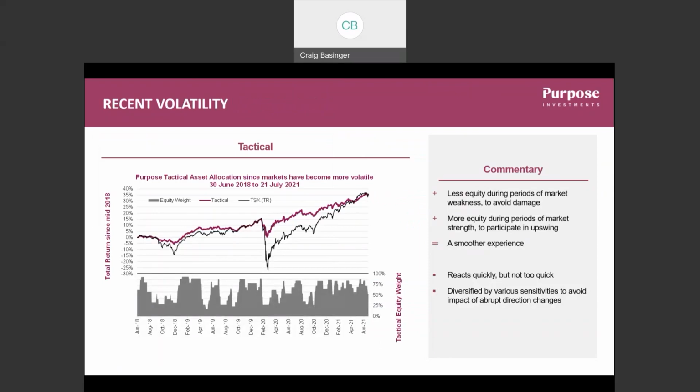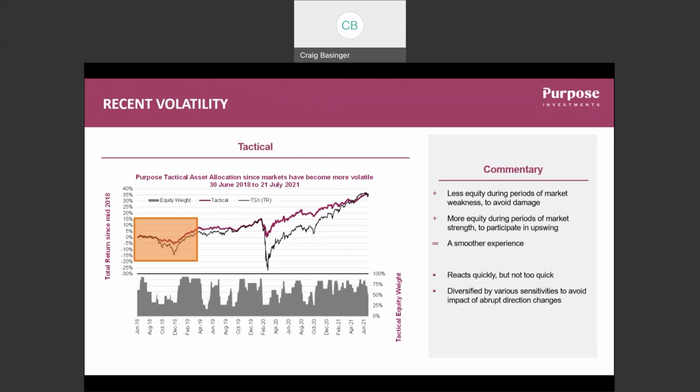And in the bottom portion of this chart is the equity weight over time. And as you can see, we don't quite get to zero and we don't quite get to 100%. We get pretty close. And the asset mix within this strategy, within this fund and ETF, moves quite a bit.